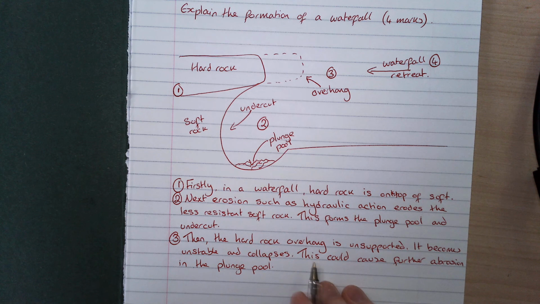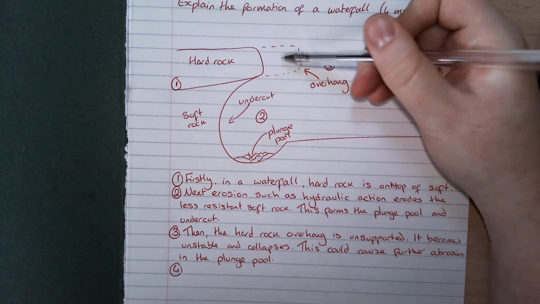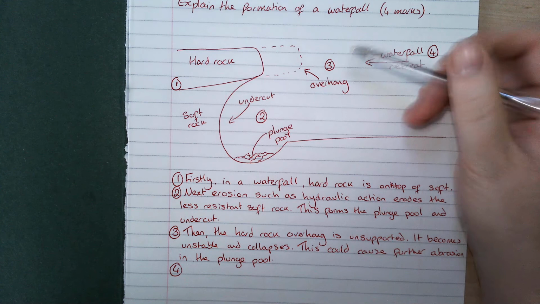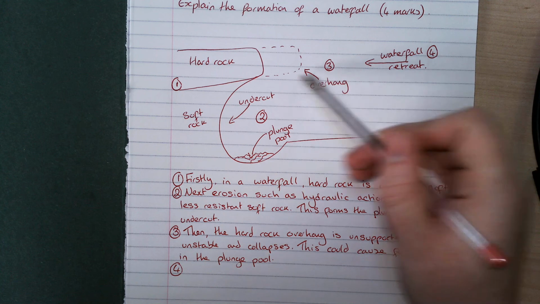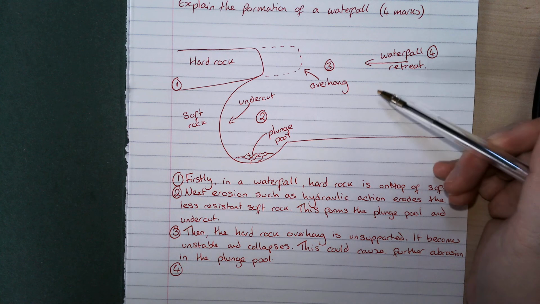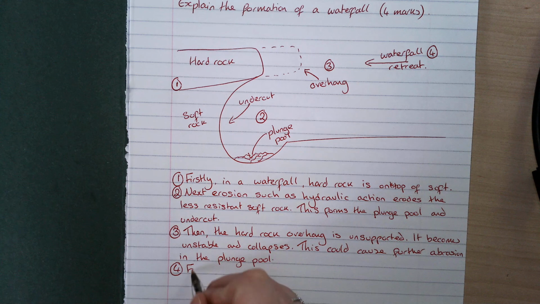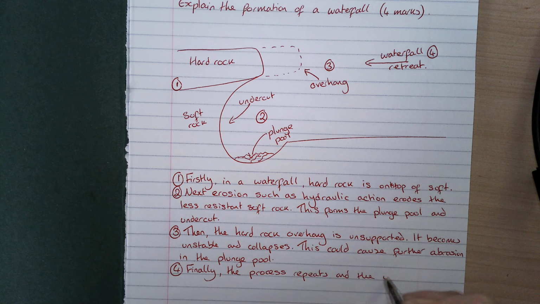Those of you aiming for a level 6 or a 7 or higher, I would advise that you include that in your answer. So we only have one more point to go, and it's the fact that as that overhang collapses, the waterfall has moved backwards, and that process will just keep on repeating and repeating, and the waterfall will just retreat upstream. So that's what we need to add in there. I always remember that with a rhyme. The process repeats and the waterfall retreats. So finally, this is the last step in my instructions, the process repeats and the waterfall retreats.